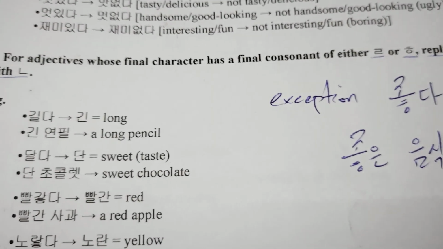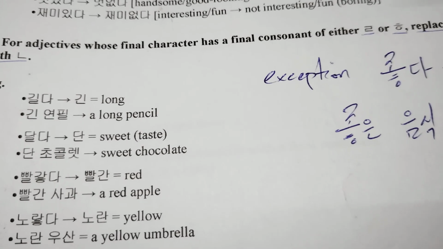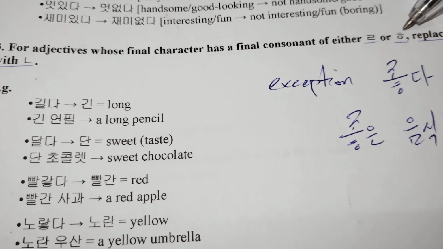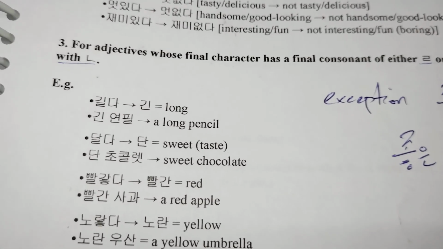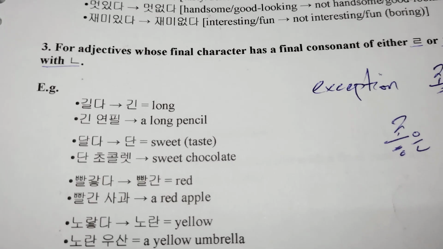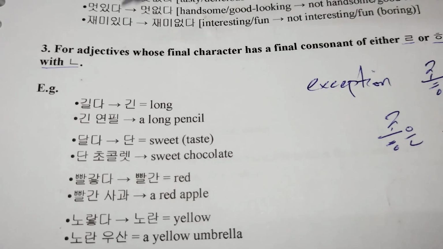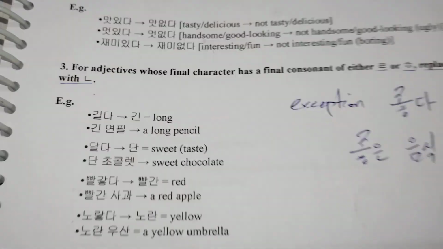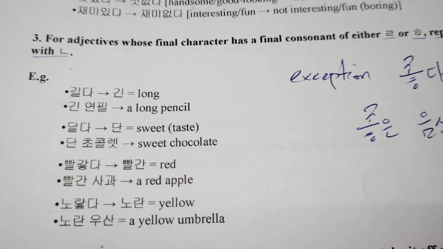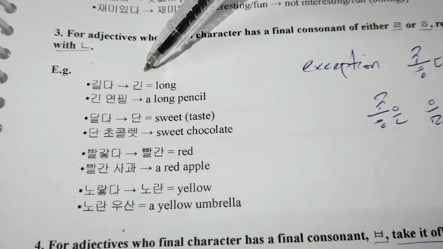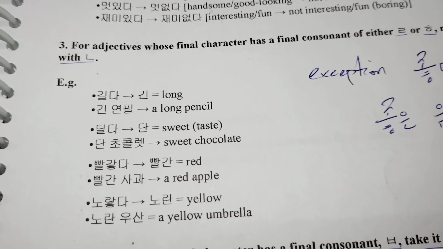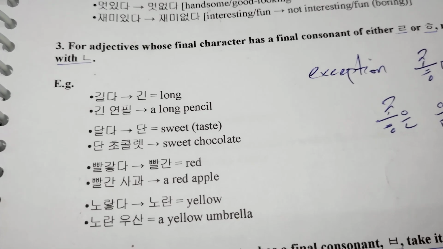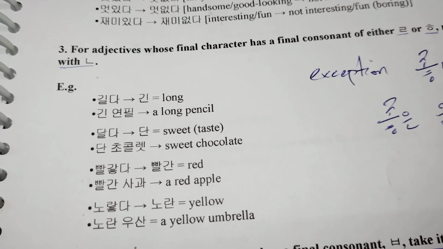Next is another one which has bachim as real or here. If you have bachim real or here, what you've got to do is substitute that real or here with a nian, as given here. If you see the examples, kirda becomes kin. So real here is substituted or replaced by kin. That would become kin yonpe.